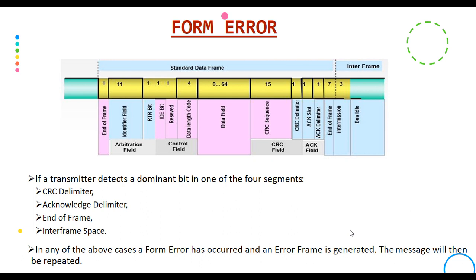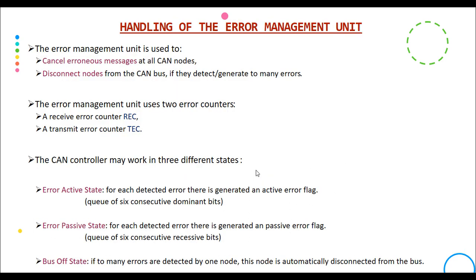Form error. If a transmitter detects a dominant bit in one of the 4 segments, that is the CRC delimiter, the acknowledgement delimiter, the end of frame, that is 7 recessive bits, or the interframe space. In all the above cases, a form error has occurred if it is violated, and error frames are generated in this case, and again the message will be retransmitted or repeated.